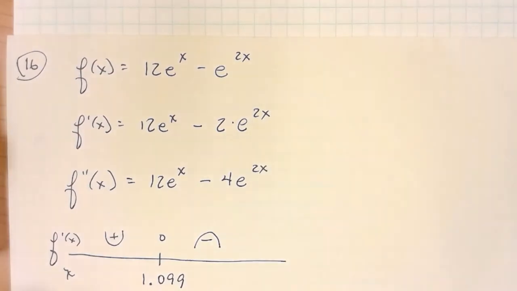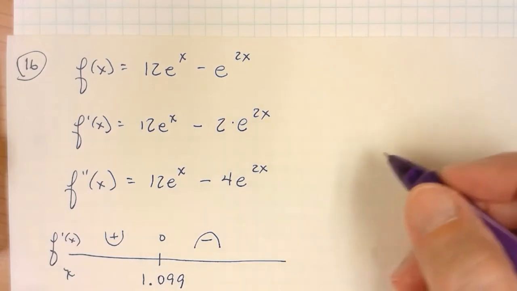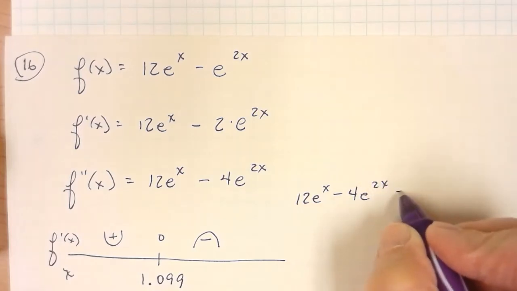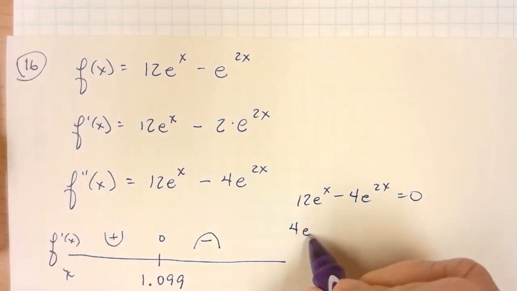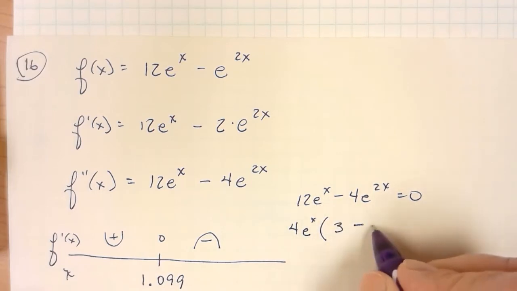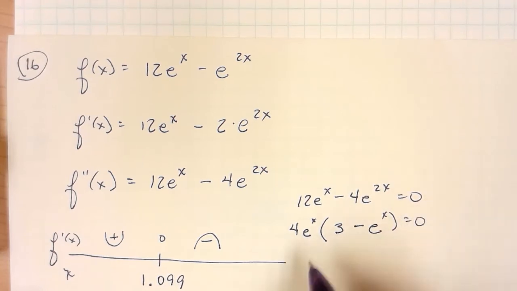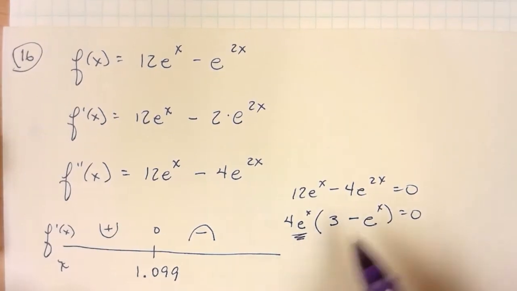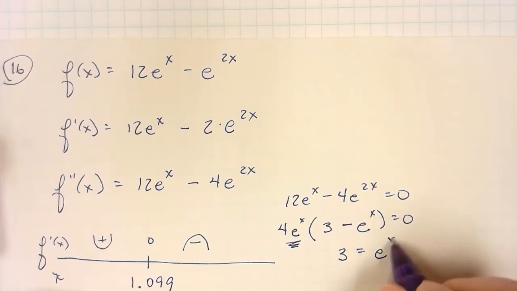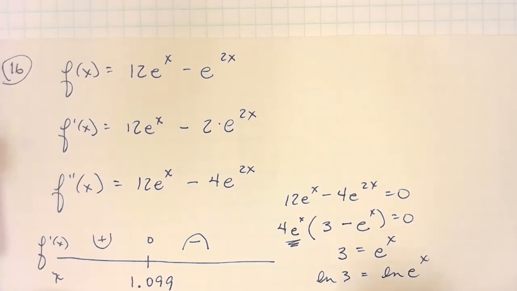Another way I can do this, if I set this equal to 0, I'm going to factor out a 4 and an e^x. If I factor that out of there, I'm going to have 3 minus e^x equals 0. This can never equal 0. That's an exponential, and that can't equal 0, but this can. If I had to do it by hand, I'd set that equal to 0, and now I'd take natural log of both sides. And when I take natural log of this side, I get natural log of 3 is equal to x.